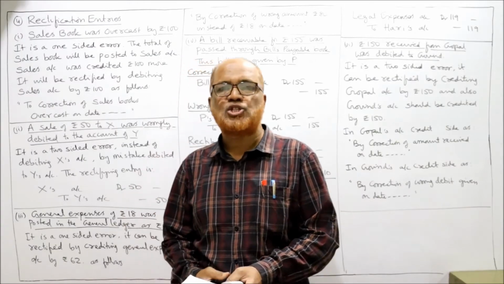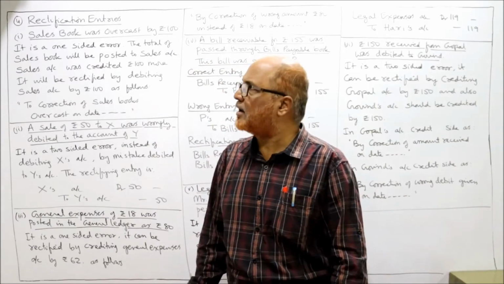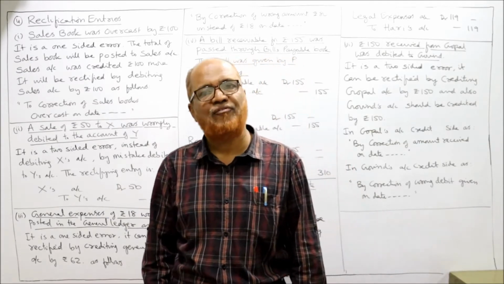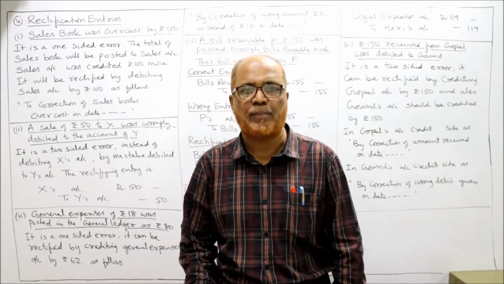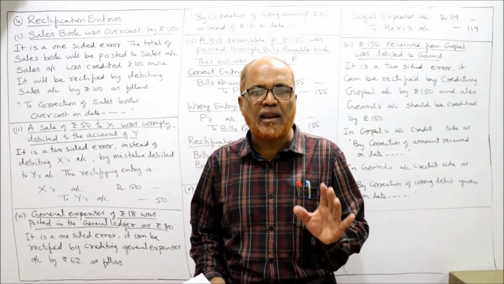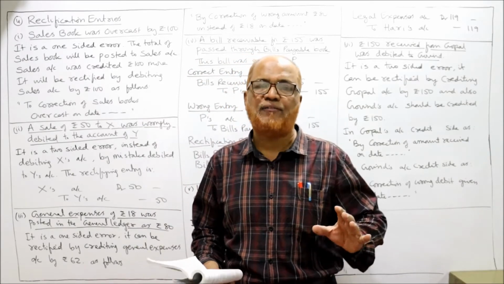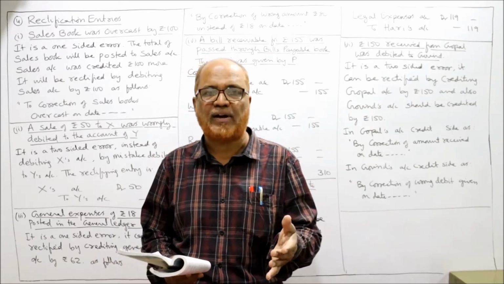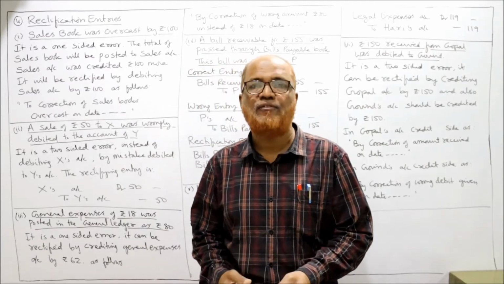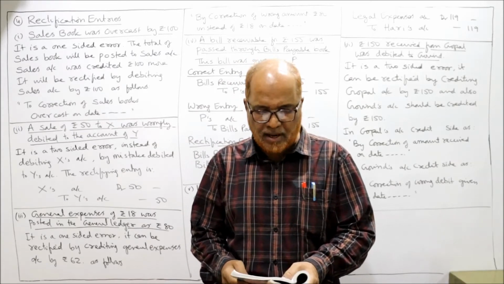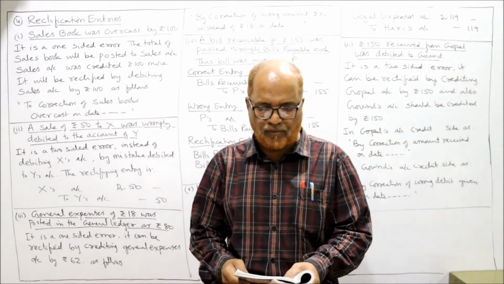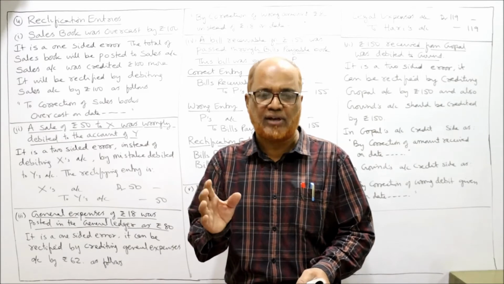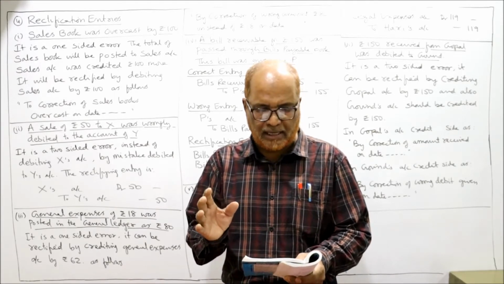Now we'll start the next main problem on rectification of errors, that is problem number 4. Already 3 problems we have completed. See, every error will be a unique error, different error. So you have to understand what is the error, how to rectify it. Now I am reading out the 4th problem. Write entries for the rectification of the following errors.